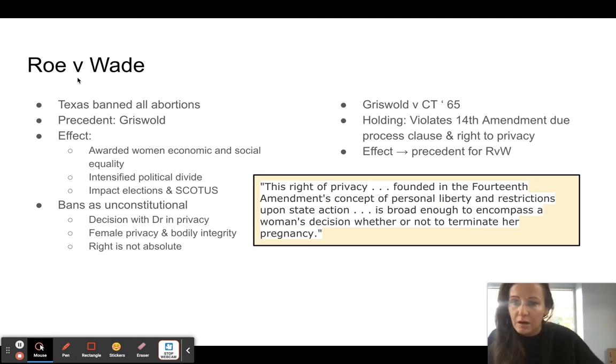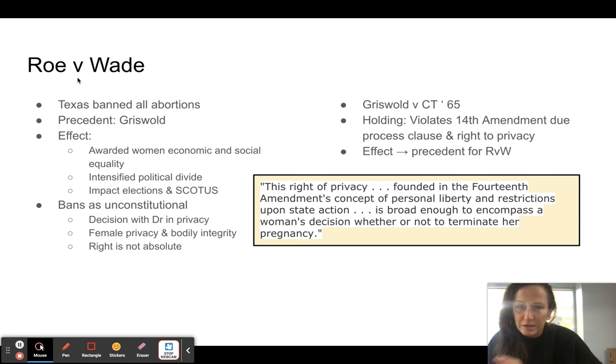All right, so these bans on abortion then became unconstitutional for a few reasons. They believed that it was a decision that an individual made with their doctor in privacy, so it cannot violate the privacy laws. And remember, there's several ways privacy is interpreted or seen in the Bill of Rights. It also helped increase the laws regarding female privacy and their bodily integrity. However, this right is not completely absolute. The government is able to look at other interests of the state to protect the life of the fetus.